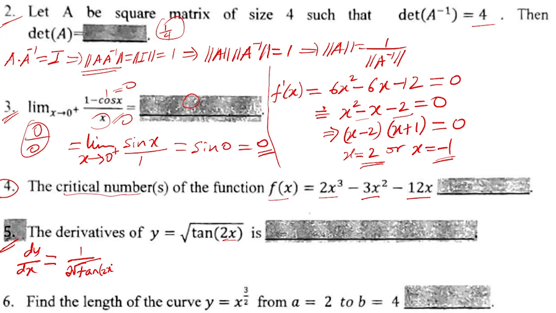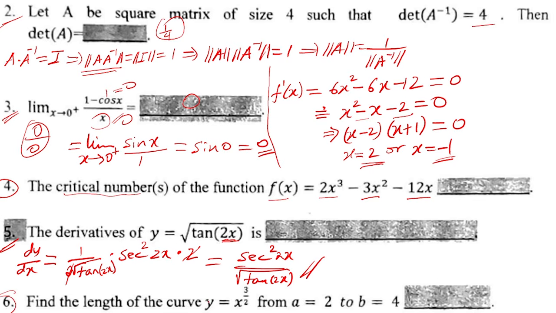So tan 2x, times the inner function tan x whose derivative is sec square x, but in place of x we have 2x, times the inner function 2x whose derivative is 2. So 2 cancels 2, then the result will be sec square 2x over radical of tan of 2x. That's the answer.